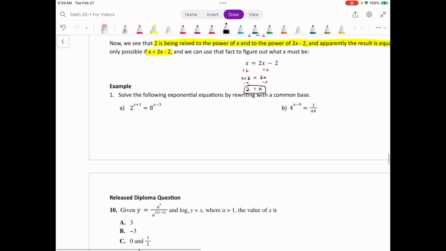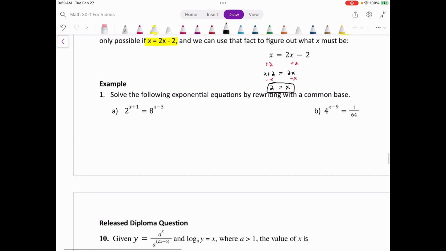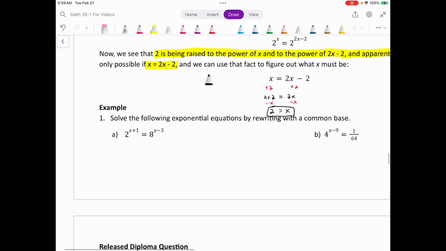Okay, let's try it out. So we want to solve these exponentials by rewriting with a common base. So instead of taking the log of both sides, we're going to notice here that we have 2 to the power of x plus 1 and 8 to the power of x minus 3. And this is always worth at least checking because it can make things a little quicker, a little simpler, and not as calculator dependent as taking the log of both sides. Sometimes it's unavoidable though. We can do it here because 8 is just a power of 2. 8 is just 2 cubed.